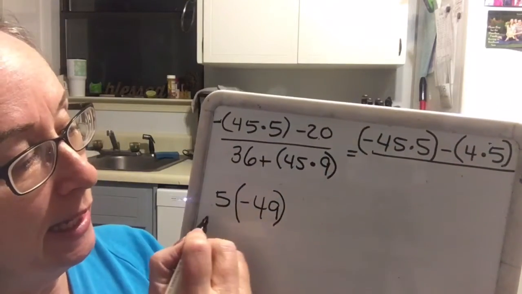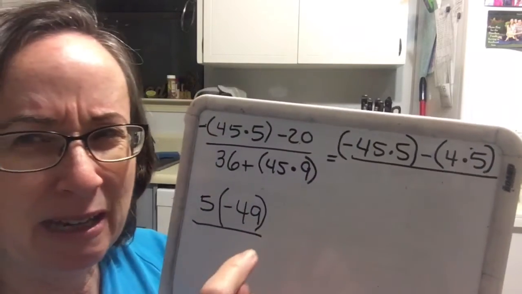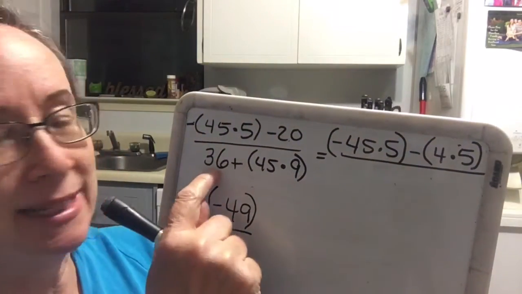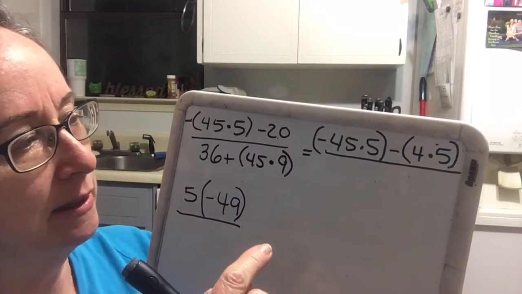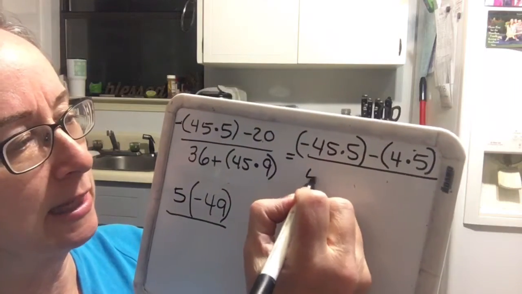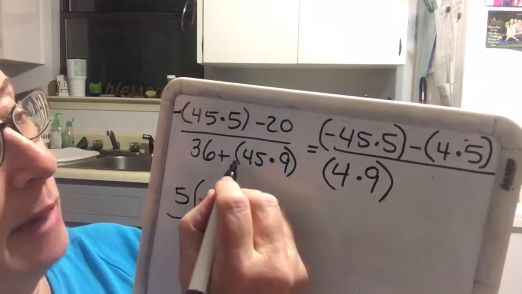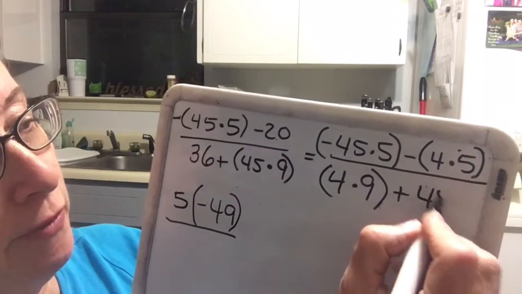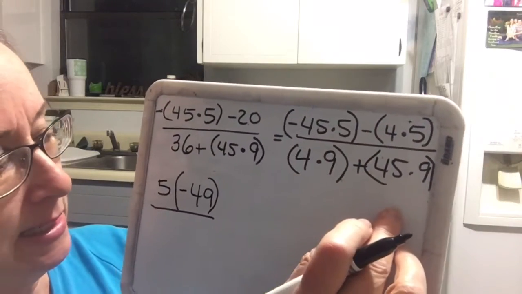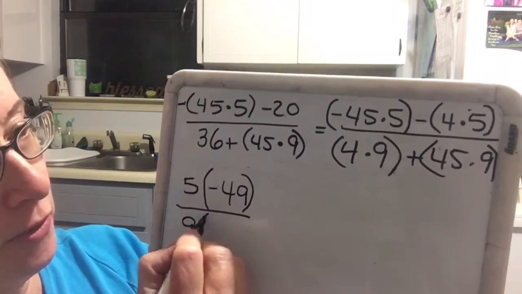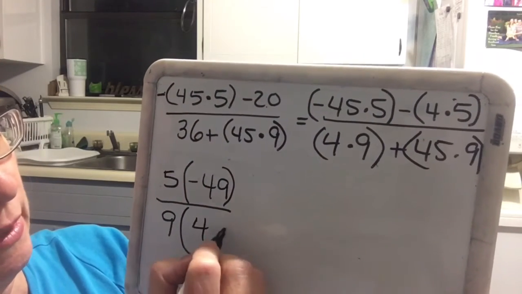Okay, so then I'm going to do the same thing on the bottom. I'm going to notice, well, 45 times 9, I don't want to multiply that together, but 36 has also got a 9 in it. So I'm going to factor the 36 as 4 times 9. Okay, and then I'm going to write the plus 45 times 9. And since both of these have a 9 in it, I can pull the 9 out to the front, and I get 4 plus 45, which is 49.